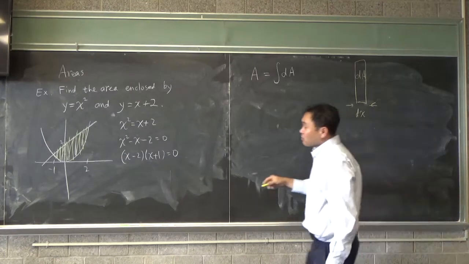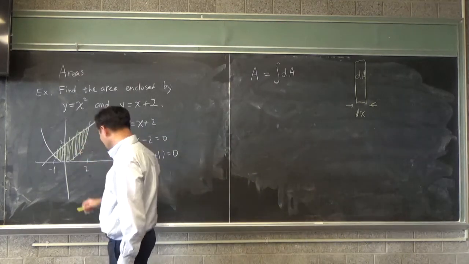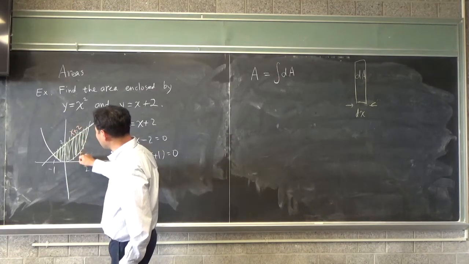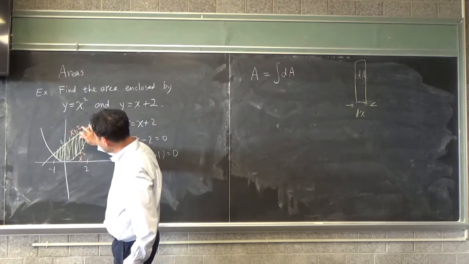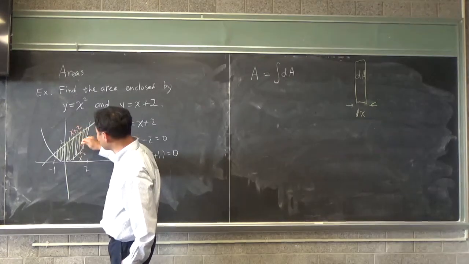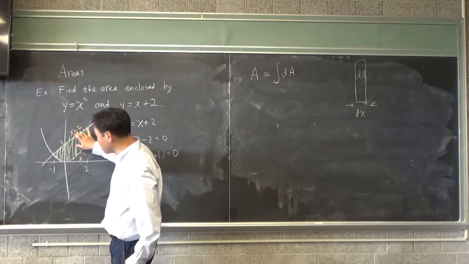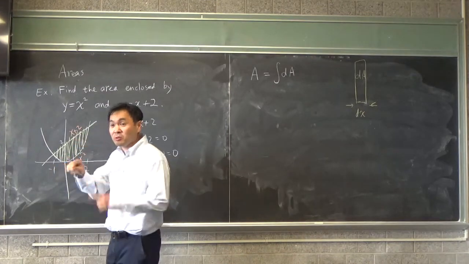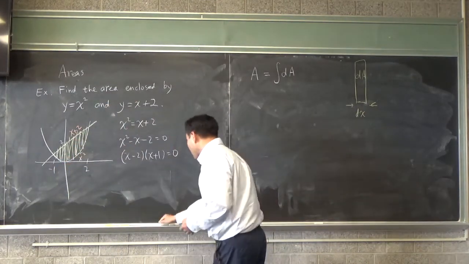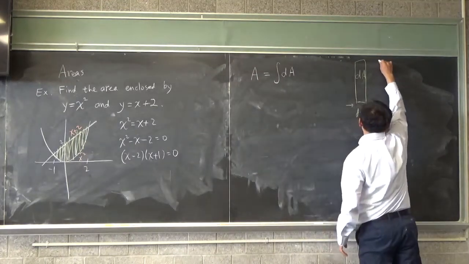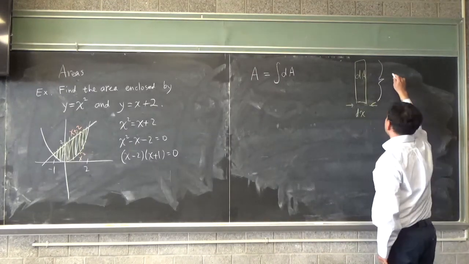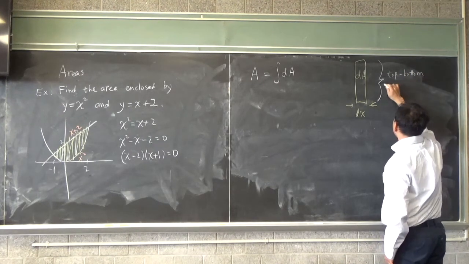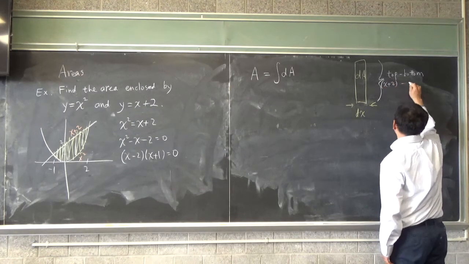And then now we have to figure out the height. Well, the top graph is x plus 2. The bottom graph is x squared. So if you take the difference between the two values, so the y value on the top is x plus 2, the y value on the bottom is y equals x squared, right? If you take the difference between the two values, you end up with the height, right? So that's what we're going to do. We're going to say that this length here is really top minus bottom, where the top graph is x plus 2, and the bottom is x squared.